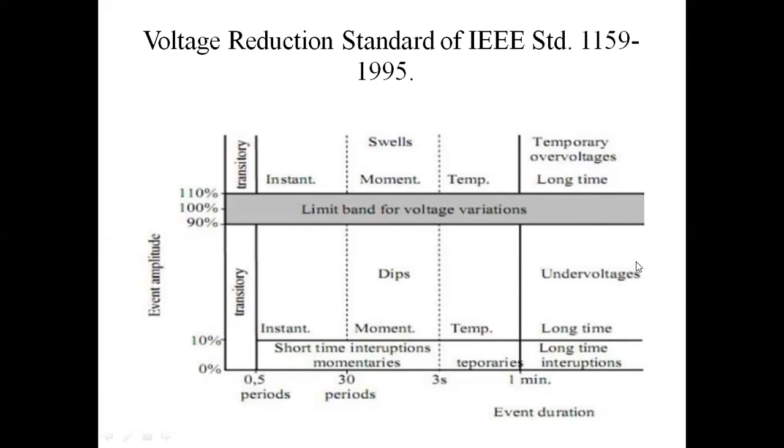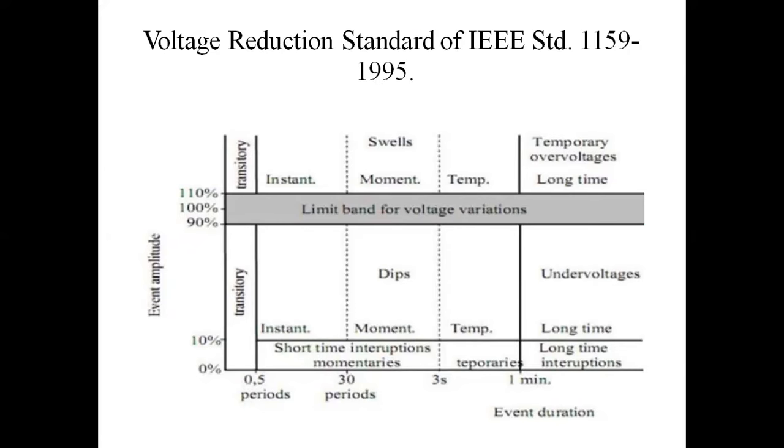More than 1 minute time duration is called under voltage. Next, over voltage means the magnitude of the voltage is more than 110%, with a time duration of more than 1 minute. This is the total voltage variation standard, IEEE standard 1159-1995. In this diagram, we covered all voltage sag, voltage swell, over voltage, under voltage, all important points.